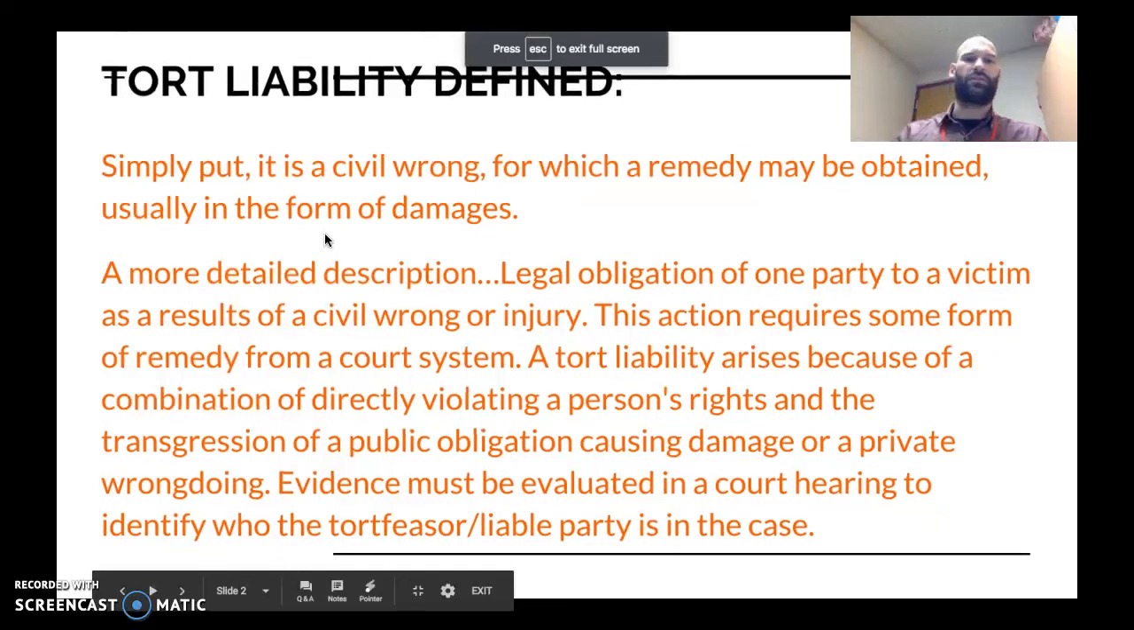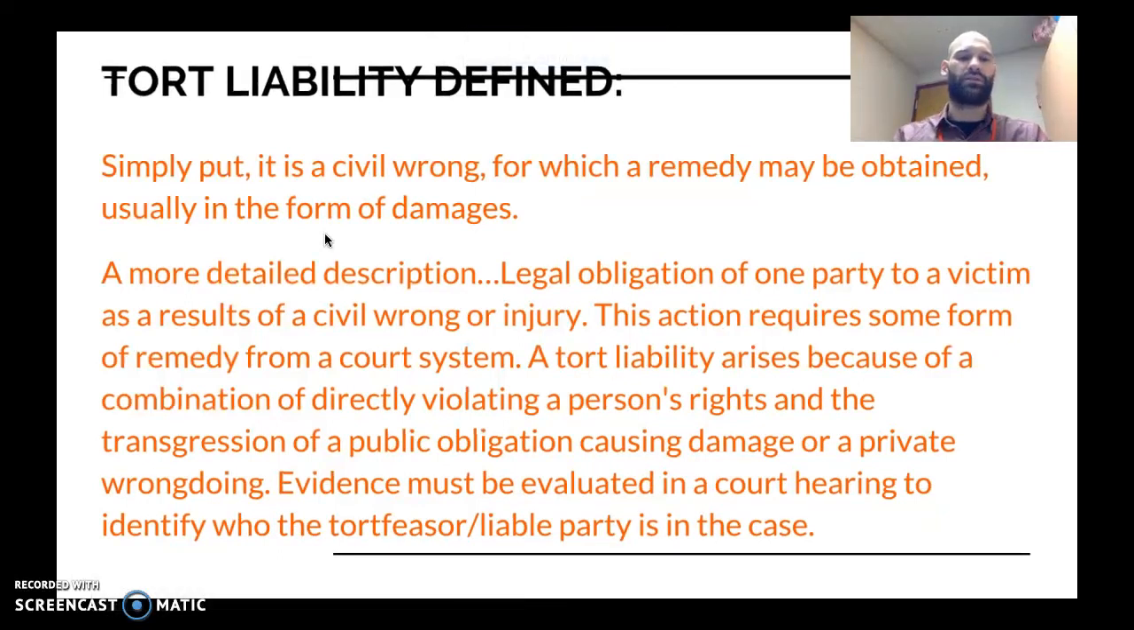The simple definition of tort liability is a civil wrong for which remedy may be obtained, usually in the form of damages, and those are typically monetary damages. The more detailed description from the readings describes the legal obligation of one party as a result of civil wrong or injury, and the action requires some sort of remedy from a court system decision.